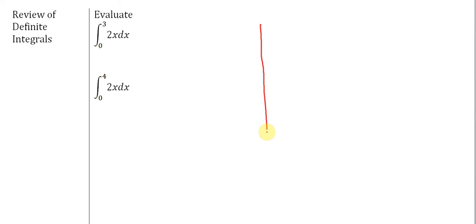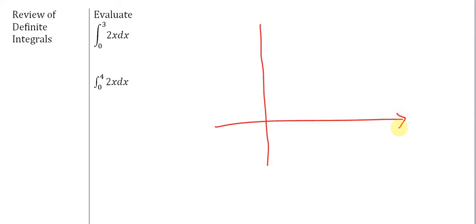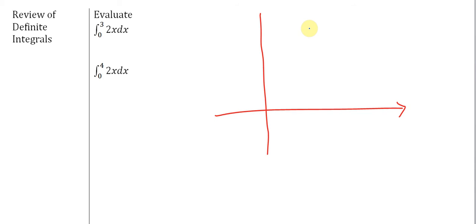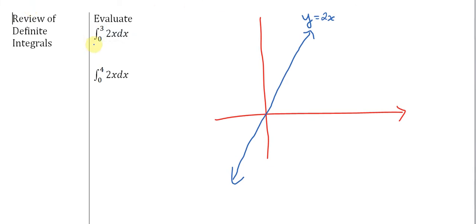So I'm just going to draw a nice big picture here. Say we have this graph, and this is the graph of y equals 2x. It's going to look something like this. This has a slope of 2 passing through the origin. Okay, and we want to find the area between 0 and 3. So 3 is about right here, and this point right here is (3, 6).